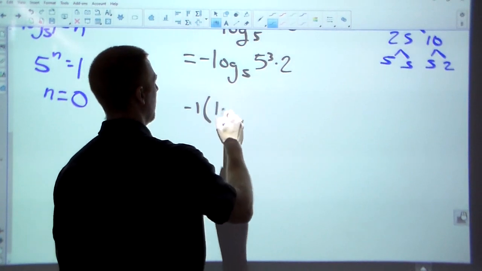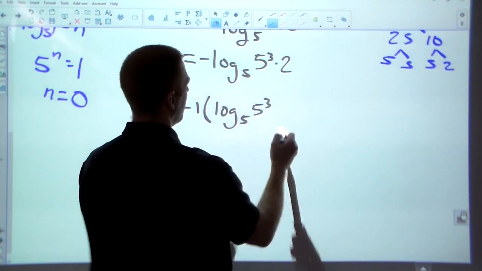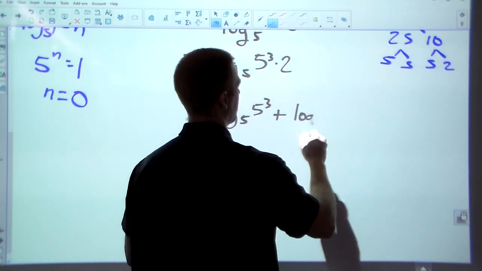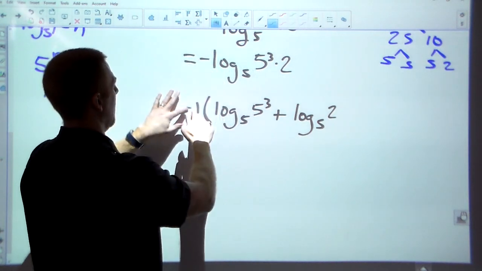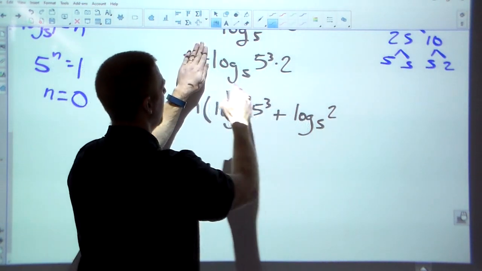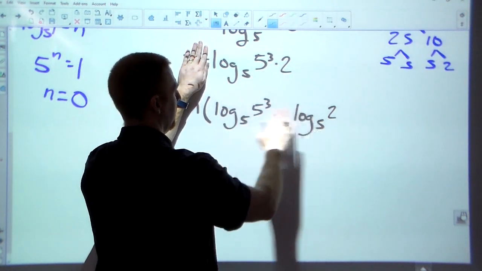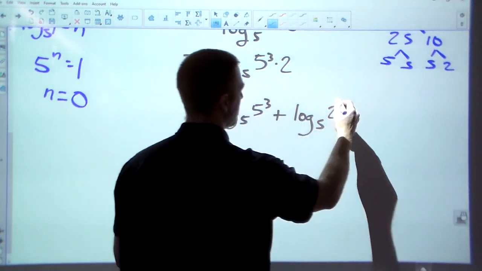Okay, so log base 5 of 5 cubed. Now if these are multiplied, then the logs would get added. So log base 5 of 2. Let's stop there and make sure that makes sense. Again, the negative, I'm just going to call it negative 1 times all this stuff. So if these are multiplied, the logarithms get added together. That's how I got to here.